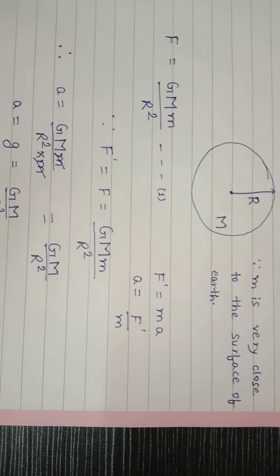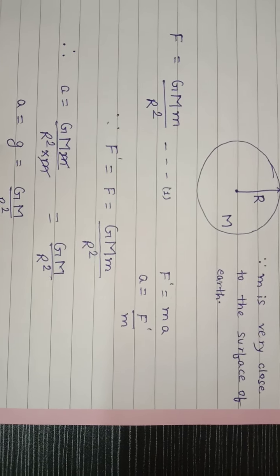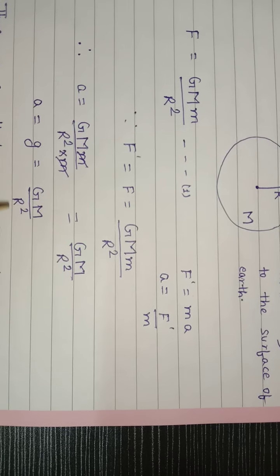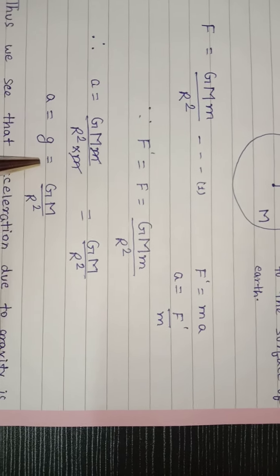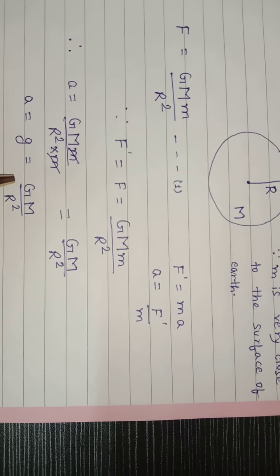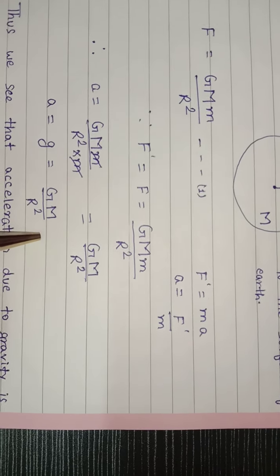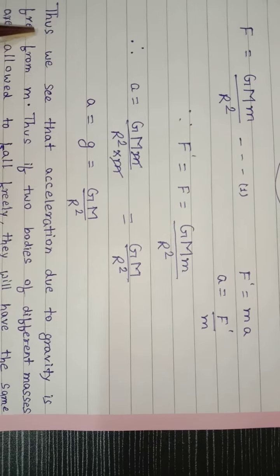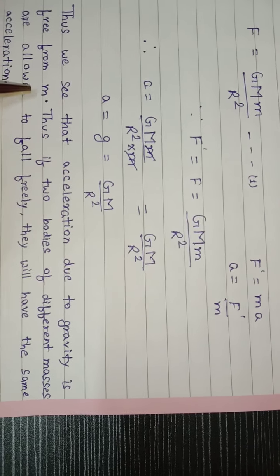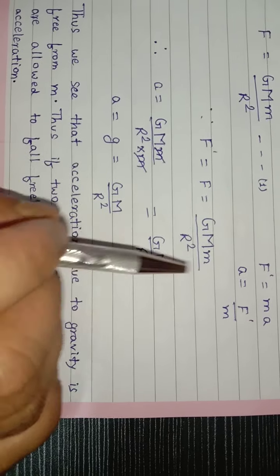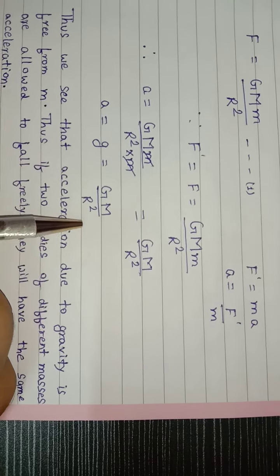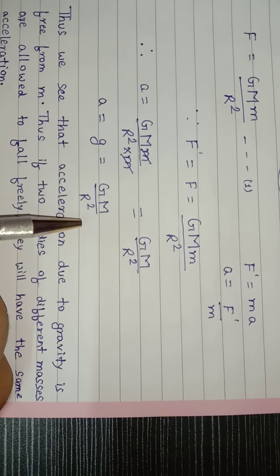So we see that the acceleration due to gravity is equal to G M by R square, whose value is fixed. That means acceleration due to gravity is a numerical value, a fixed value, it doesn't change with any situation. That means we see that acceleration due to gravity is free from small m. It does not depend on the mass of the body. That means the acceleration due to gravity does not depend on the mass of the body falling towards the earth.